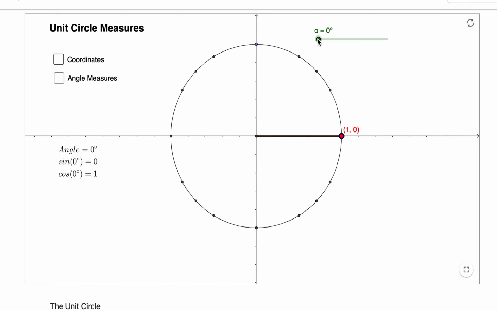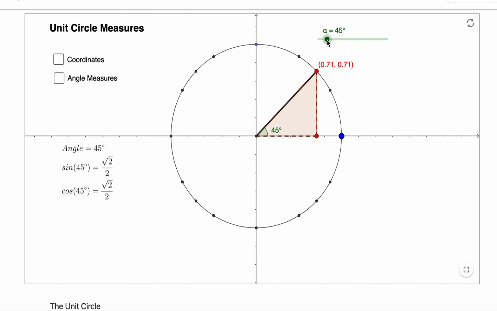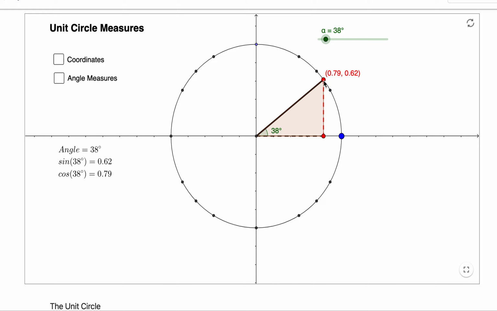But as I play around with this slider up here and go from angle equals 0 to angle equals 30, 40, 50 and so on, you can see this point starts to move. So if I just set it there at about 40, you can see what's happening is that we've got a point highlighted.